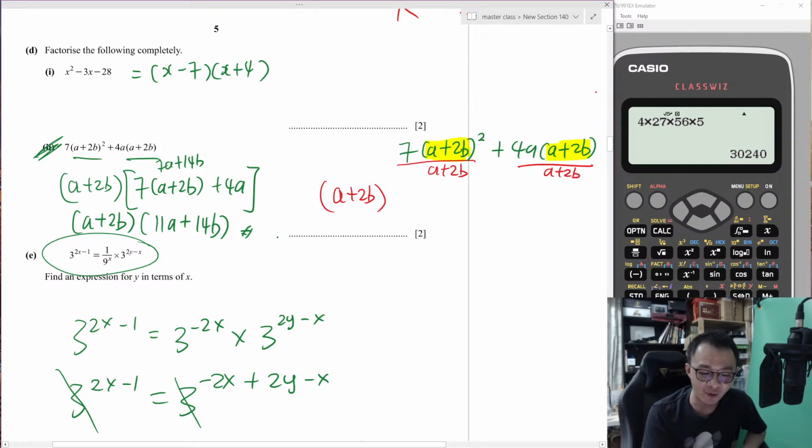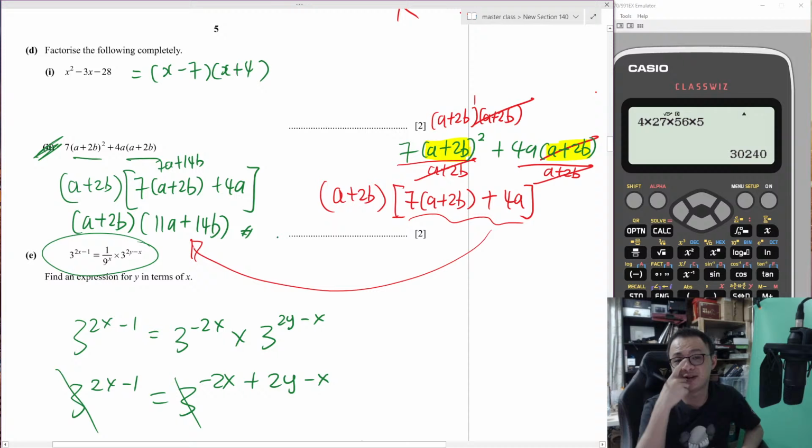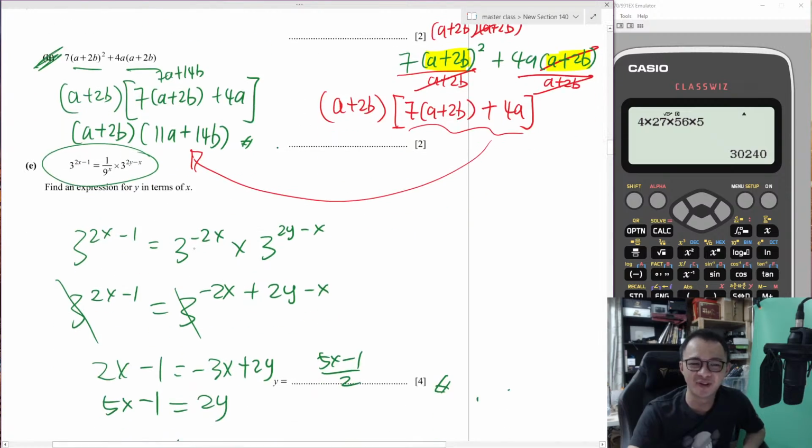So here we have power 2. Power 2 means a plus 2b multiplied by a plus 2b, isn't it? This is the meaning of power 2. So if I cut one of them, you still have one of them, isn't it? So you still have 7 times a plus 2b. Here a plus 2b and a plus 2b I cut, and I still have 4a left. Then you just solve whatever is inside, and you will get the same result as mine here.